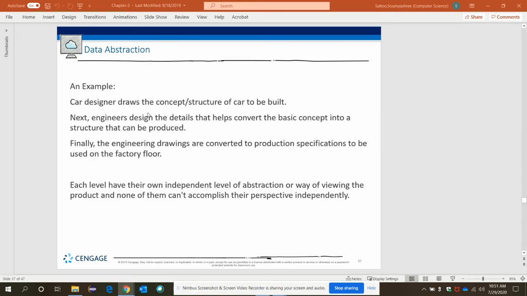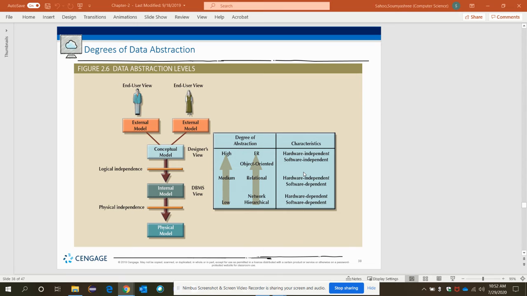Each level has its own independent level of abstraction. They are independent of each other and in the way of viewing the product also. And none of them can accomplish their perspective independently. Correct? So this is what data abstraction is. Now let's see the degrees of data abstraction. So in this picture, the end user is in the external model view. Then you have conceptual, then internal, and then the physical model. And this is how, in the table, the degree of abstraction is represented, and the characteristics as well.